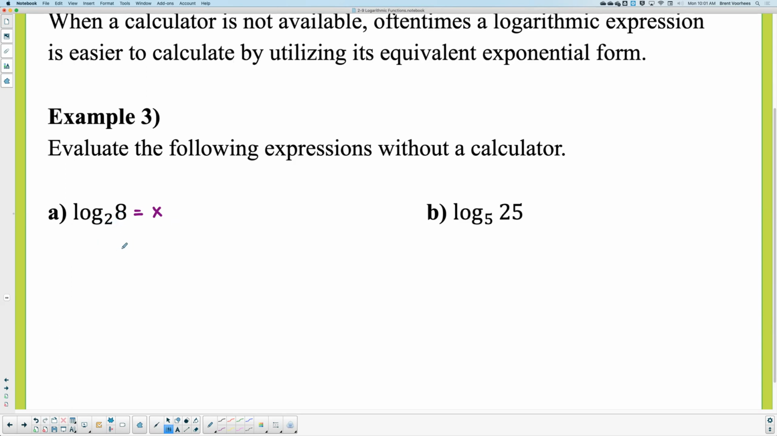Well, now I can convert it, and the question becomes, 2 to the power of x equals 8. 2 to what power equals 8? The answer is 3. x equals 3. Now, if you want a technique for doing this, there is a very simple algebraic technique to solve this.